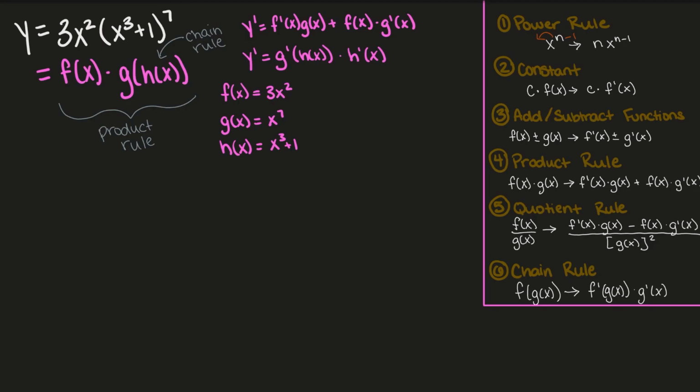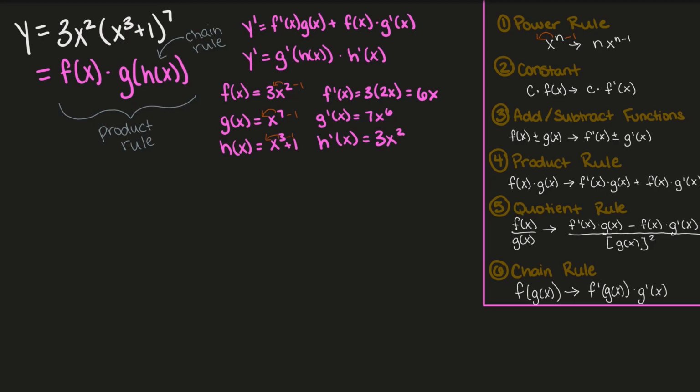So all of these actually are going to be the power rule. We're going to bring that to the front and subtract 1. So f prime x is going to be 3 times 2x, or 6x. For g of x, we're going to bring that to the front and subtract 1. So g prime x is going to be equal to 7x to the 6th power. And for h of x, again, bring that to the front and subtract 1, and then the derivative of any constant is 0. So h prime x is going to be equal to 3x squared.